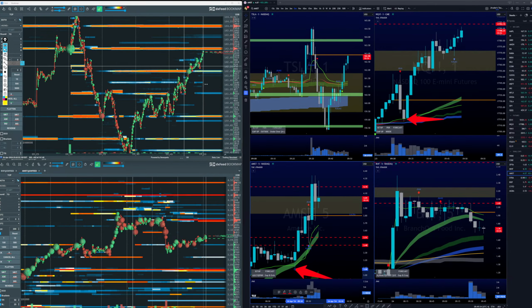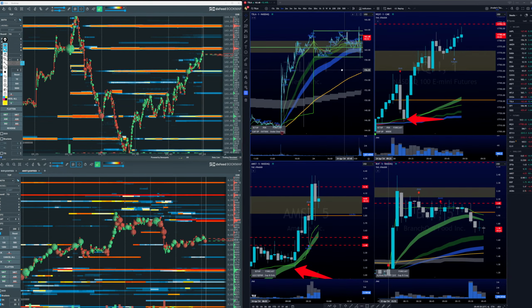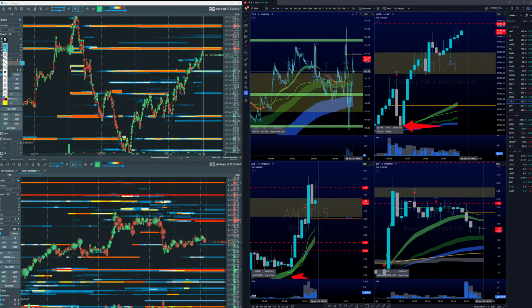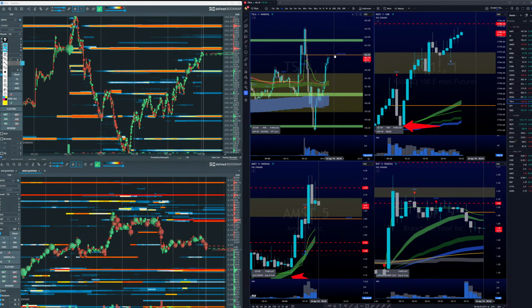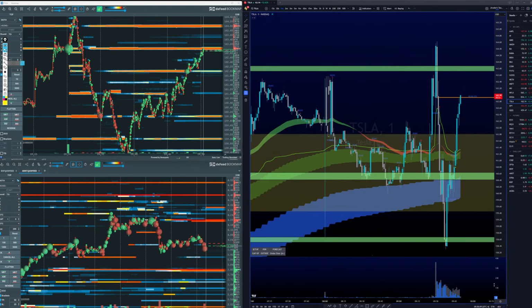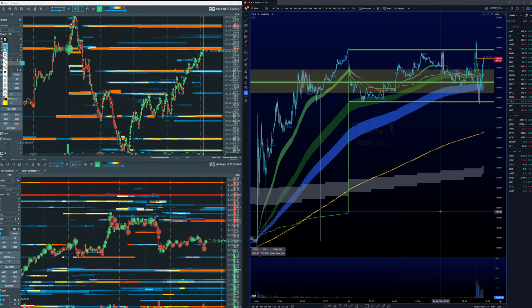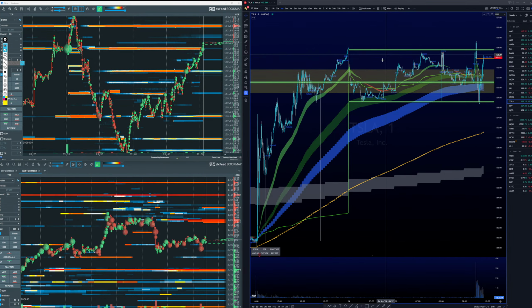Very strong volume on Tesla. Very strong volume. From that support, we are almost above the open level. This is the open level, this orange line. And you can see that we put this level over here this morning. And this is the resistance.